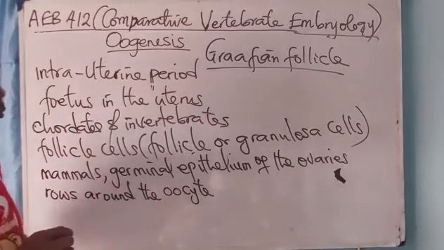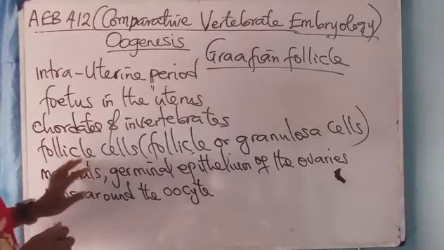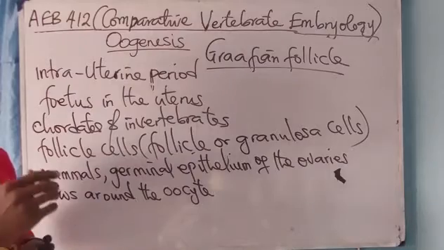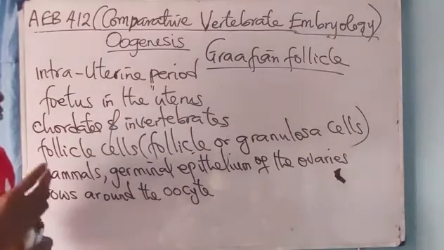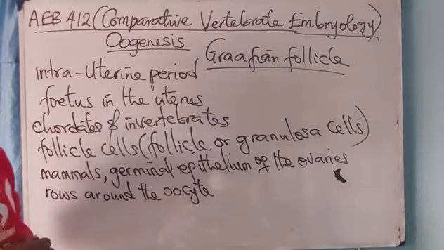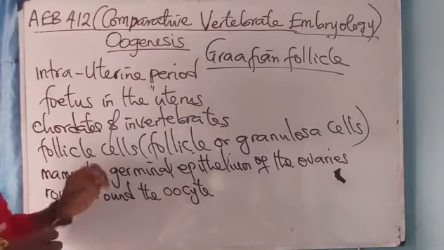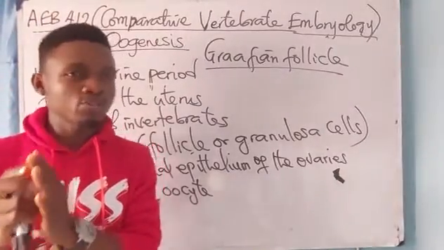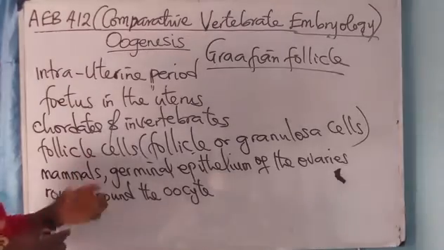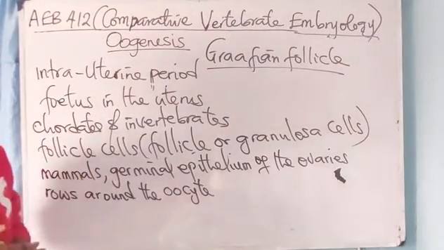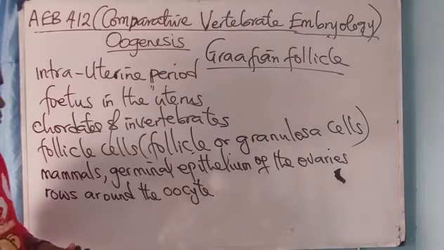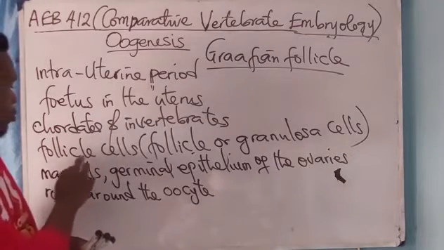Take note of this. The substance that these follicle cells produce enhances growth. It triggers the growth of what? This oocyte. It triggers the growth of oocyte. Therefore, it means that the oocyte is in close association with what? The follicle. Since the follicle is found surrounding the oocyte, both of them are in close association.